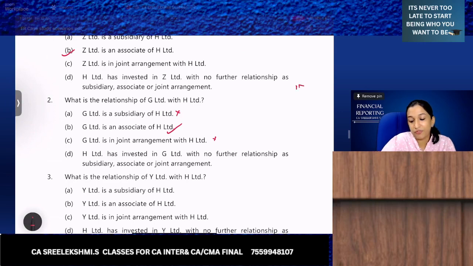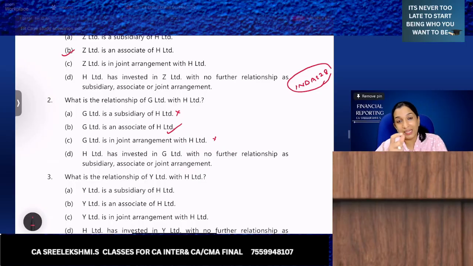These types of questions are given in Ind AS 28, not in 24. In Ind AS 28, they are telling how you can justify there is significant influence. There is a small video of mine which I can share in the description box, where I'm discussing all these areas in detail.